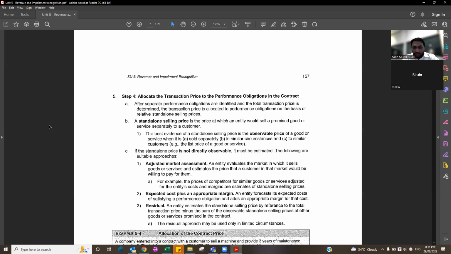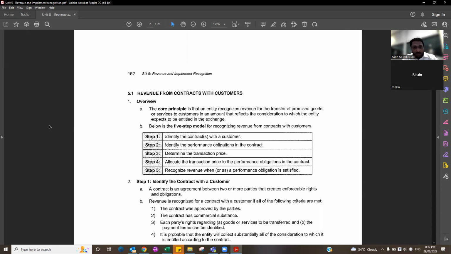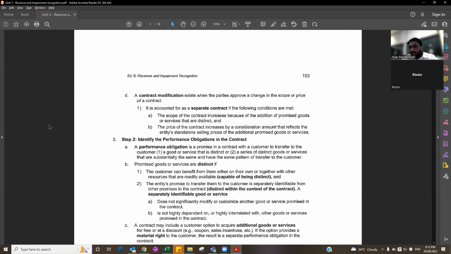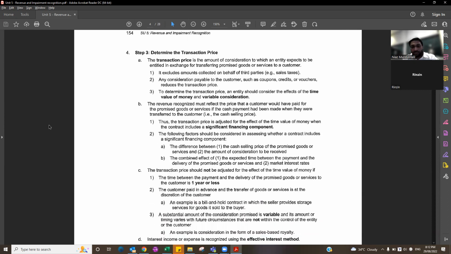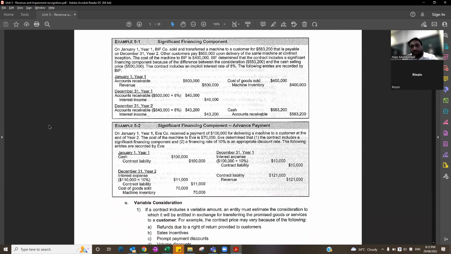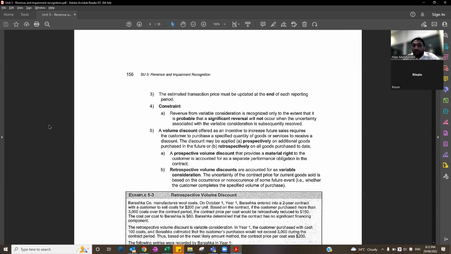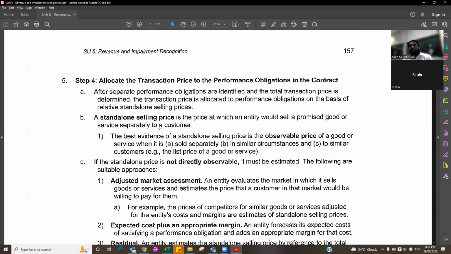Okay. Now, we identified the contract obligation. Next, we calculated the transaction price. Here we included the advance payment, a significant financing component, and variable consideration. We calculated the volume discount method, the retrospective volume method. Clear. Next, we are going to allocate the transaction price to the performance obligations in the contract.